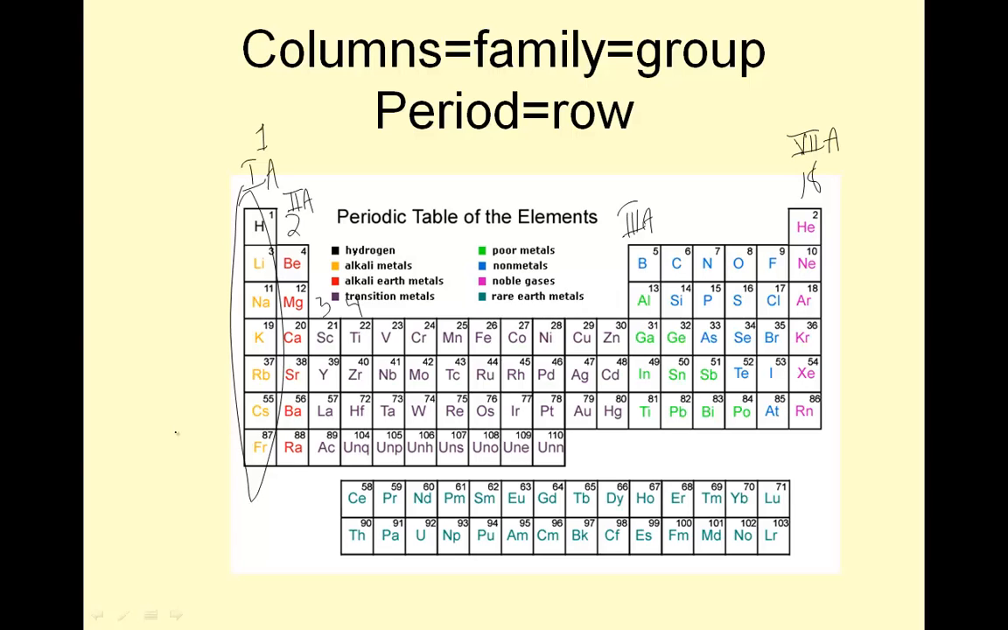A period is a row. So, for example, calcium right here is in column 2, and it is in period 1, 2, 3, 4, period 4. Periods are rows. If I were to look at fluorine, fluorine is in column 1, 2, 3, 4, 5, 6, 7, 8, 9, 10, 11, 12, 13, 14, 15, 16, 17, or 7A, period 2.